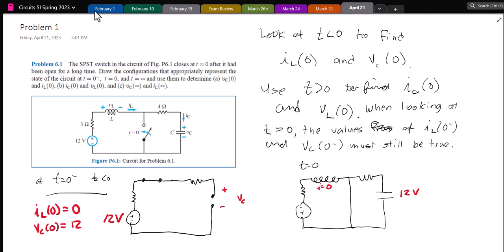So if this is 12 volts and our current here is 0, if I call this ground, then if I look at this 4 ohm resistor right here, this side of the 4 ohm resistor is at 12 volts, and this side of the 4 ohm resistor is at 0 volts.